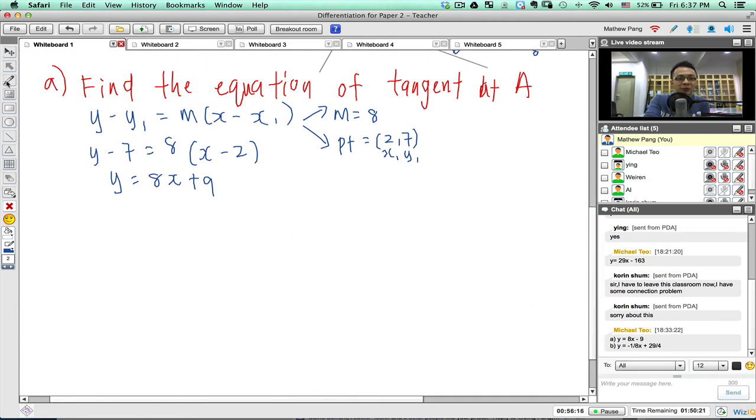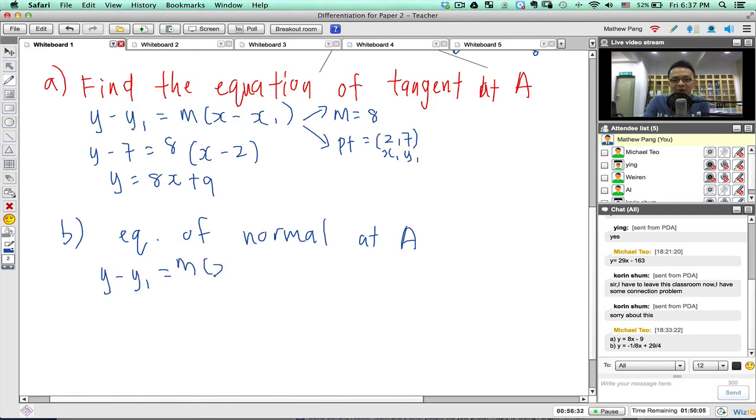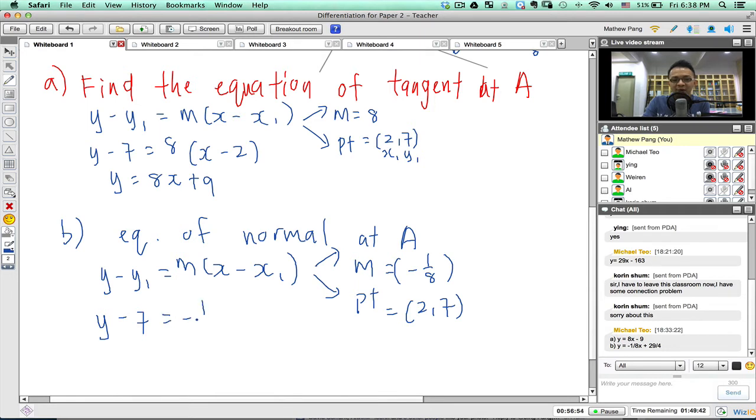Alright, so for part B, they ask us to find the equation of the normal at a. Same thing: when you see equation, the first thing that comes into your mind will be y minus y1 equals m times x minus x1. To use this formula, you must have two pieces of information, which are the gradient and the point. What is the gradient in this case? Negative 1 over a. And what is the point? The same point, (2, 7). So to find this equation is very simple. Just y minus 7 equals m times x minus x1, which will be 2.